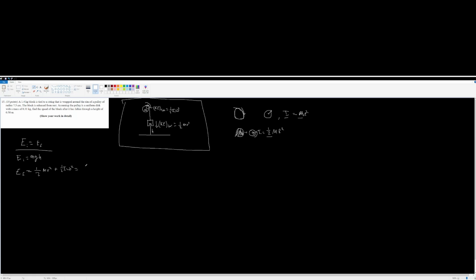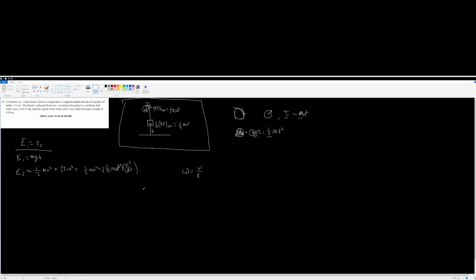So this is going to equal 1/2 mv squared plus 1/2 times I, which is 1/2 capital M r squared, times omega squared, but we know that omega equals v over r. So this is going to be v squared over r squared.